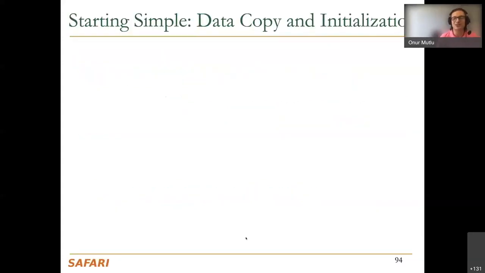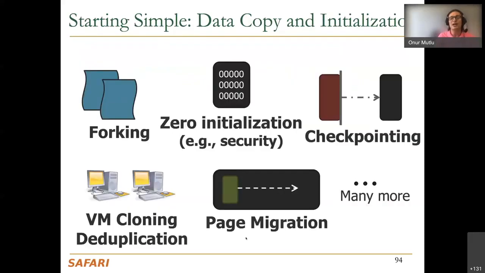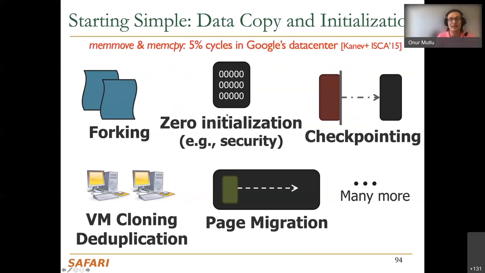I'm going to start simple. I'm going to talk about data copy and initialization. We do a lot of data copying and initialization in our systems today. And Google has found that a significant fraction of the cycles in their data centers is spent on data copy and initialization, just two functions actually.